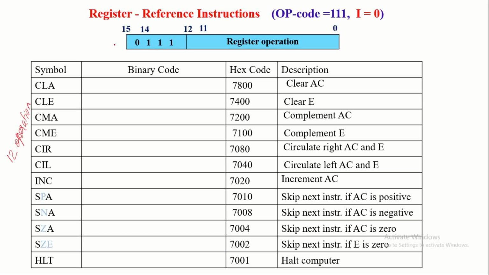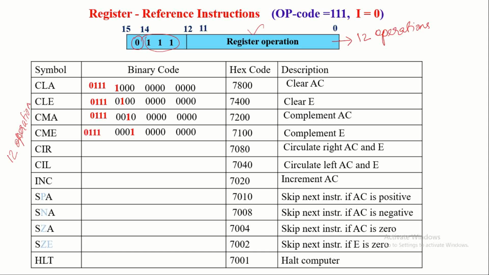Okay, in register reference instructions, the 12 to 14 bit values are always set to 111 and the 15th bit is set to 0. The bit values from 0 to 11 are used for specifying the register operation to be performed. Since 12 bits are allotted for specifying the register operations, with the help of 12-bit values, 12 different register operations can be specified.